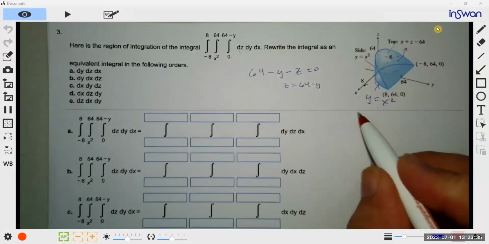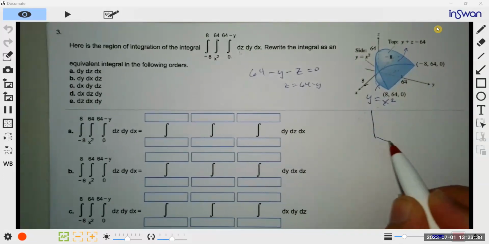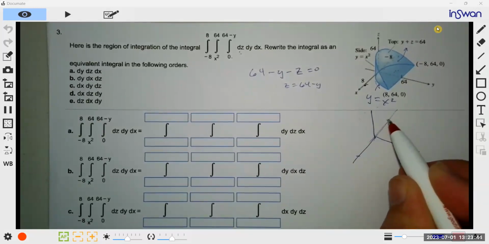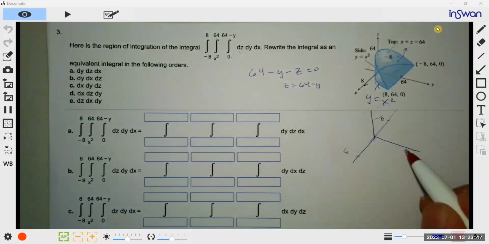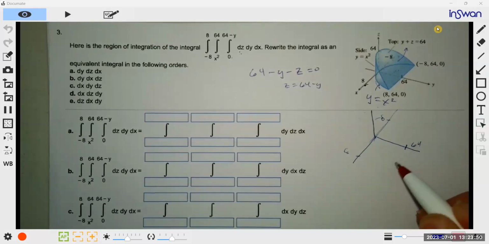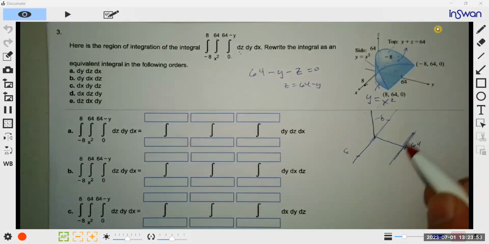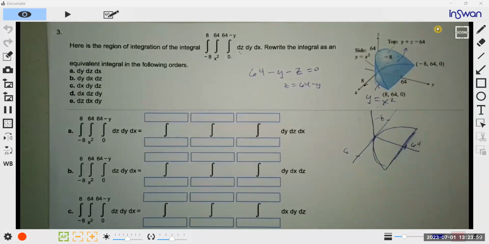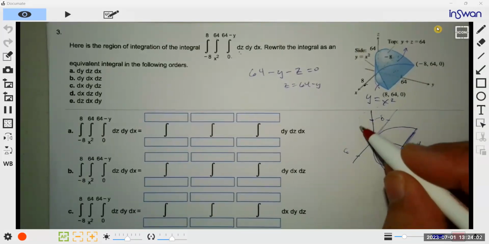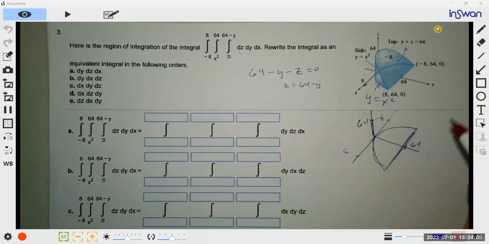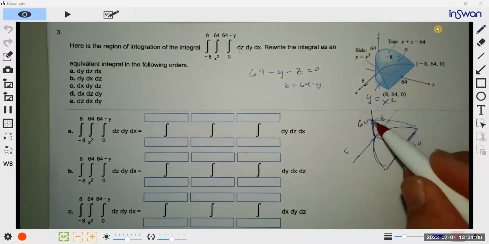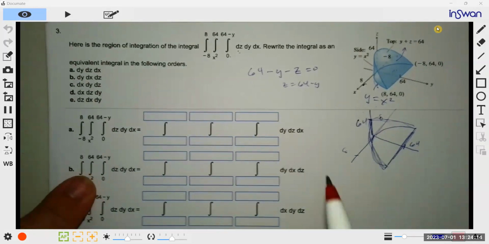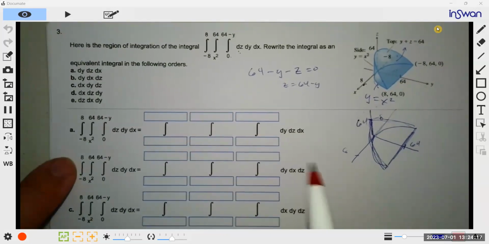So we have to look at the same thing. Here's 8. There's -8. Let's see, that's 64. So it's a parabola on the xy plane. And it goes up to 64 here. So that goes down. So this next one. So it starts off as this.